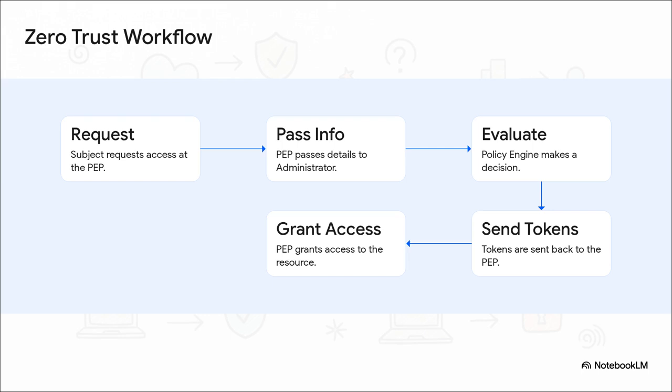Step 2. The PEP pauses everything and passes the subject's contextual data up to the policy administrator. Step 3. The administrator hands it over to the policy engine, the brain, which evaluates the IP, the location, the device health against the rules, and says, okay, yep, this looks safe. Step 4. That verdict goes back to the policy administrator, which mints the access token and hands it right back down to the PEP. And finally, Step 5, the policy enforcement point gets the green light and grants that subject access to the specific enterprise resource they wanted. It's just a totally elegant, continuous loop of verification.